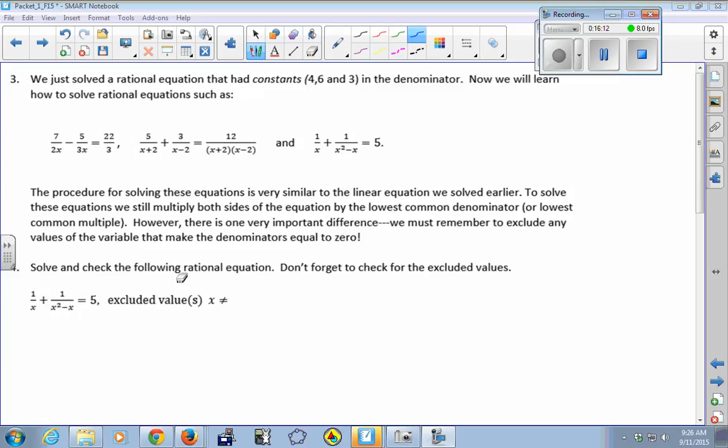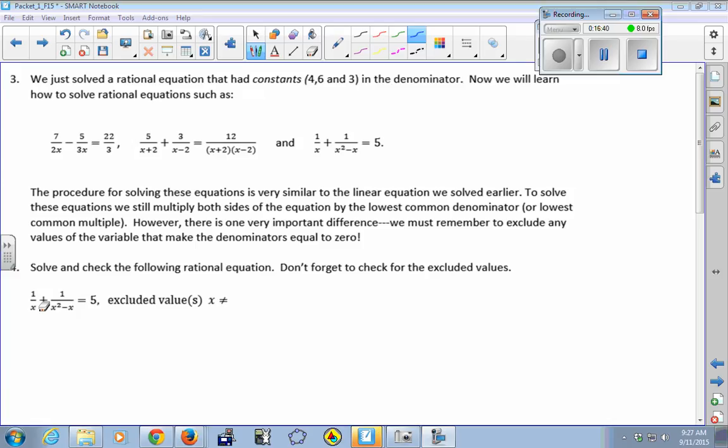So the very first thing you want to look at is what values of x will make these two denominators equal to 0. And the only way you can do that is by making sure each denominator is completely factored. So this first denominator is what we call prime, x. You can't factor that. So what value of x will make that 0? 0. It's almost like a silly question.